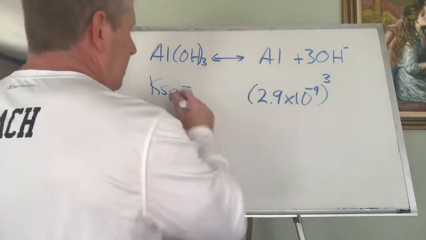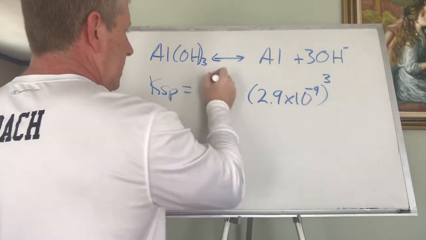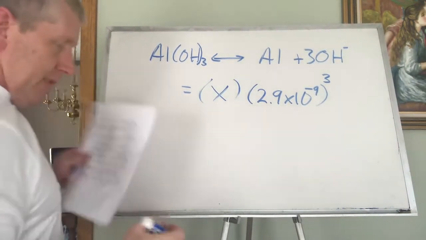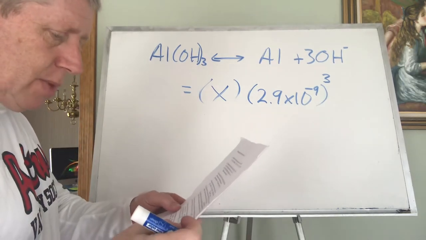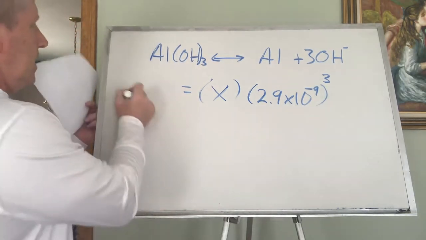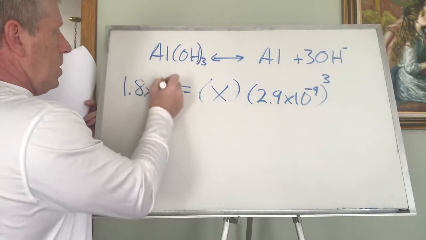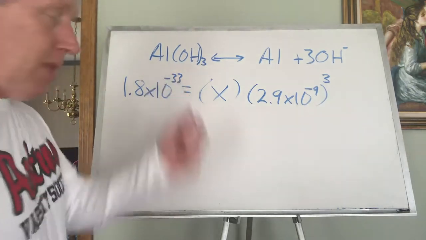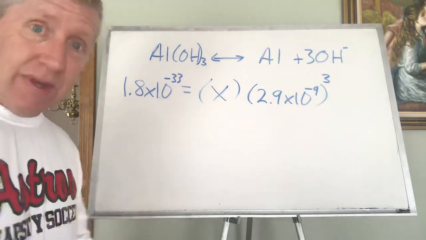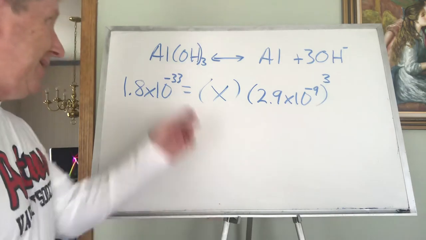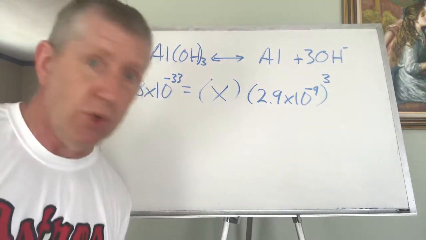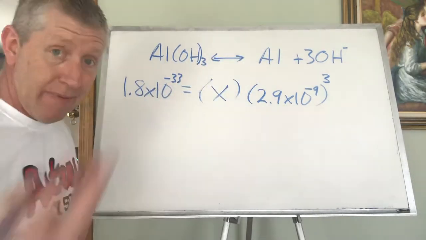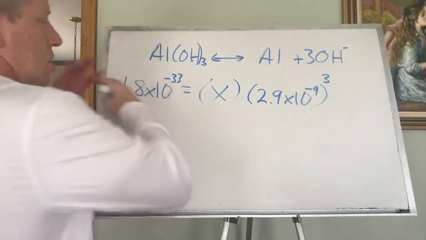Okay. So this aluminum here, we're trying to figure out, I need the KSP value. That was given. 1.8 times 10 to the negative 33. Whoa. That is a really small number. Remember in the last one, we had 10 to the negative 17th and we said that wasn't very soluble. 10 to the negative 33, so not soluble. But a little bit of it does break down, otherwise you wouldn't have a value here. All right, do the math.